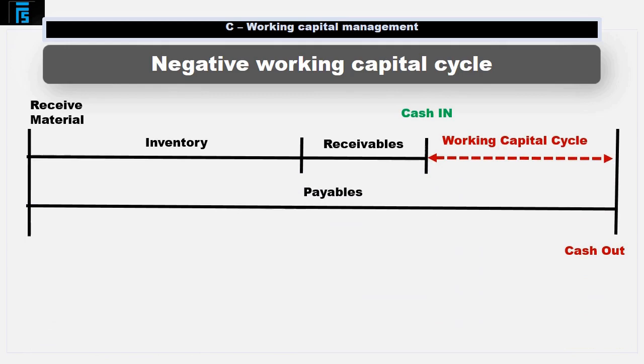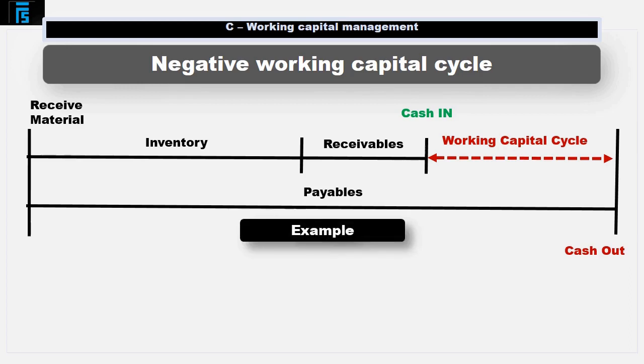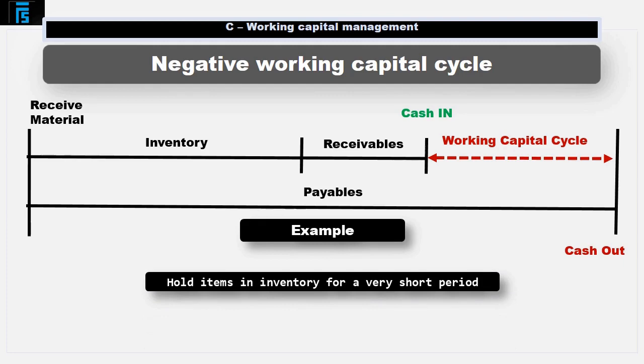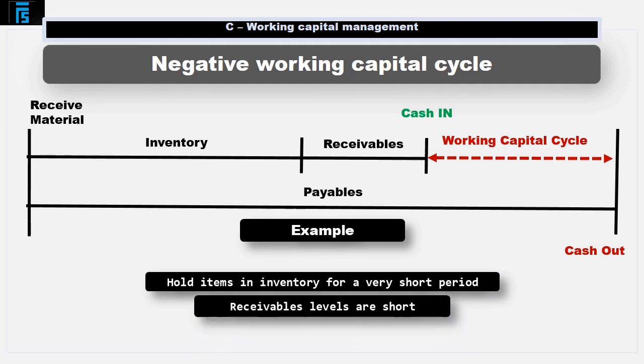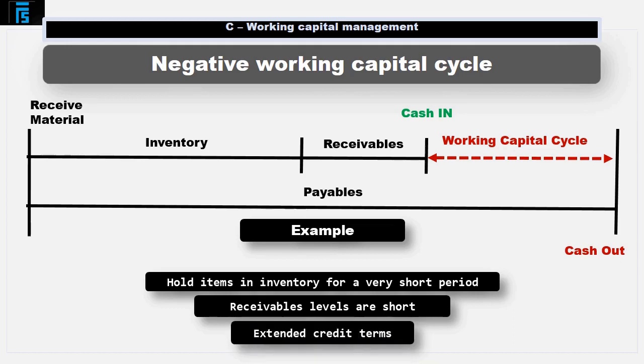Notwithstanding the previous scenario, it is conceivable that an organisation could receive money from its customers before they are required to pay their suppliers. For example, a supermarket will hold items in inventory for a very short period, especially in the case of perishable food items. They will sell items for cash so that receivable levels are also short. Even where credit cards are used, the vendor will usually receive cash from such transactions within a few days. Finally, supermarkets have the power to negotiate extended credit terms with its suppliers, resulting in long periods of payables. This situation is sometimes referred to as a negative working capital cycle.